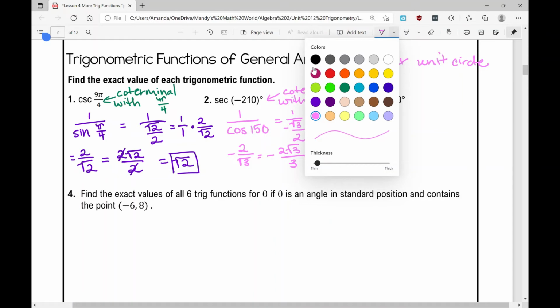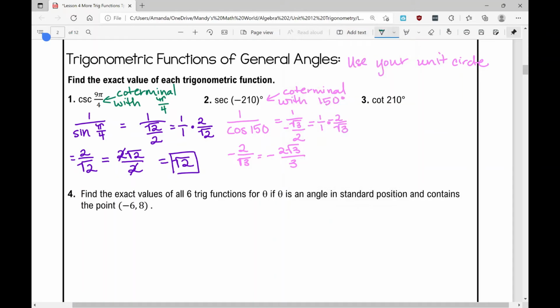Let's move on to our third example here. We're looking at cotangent of 210 degrees. So what's the ordered pair at 210 degrees? On your unit circle, go ahead, pause the video, find that ordered pair at 210 degrees. It's negative square root of 3 over 2, comma, negative 1/2. Okay, if I were looking for the tangent of 210 degrees, it'd be y over x. That'd be negative 1/2 divided by negative square root of 3 over 2.